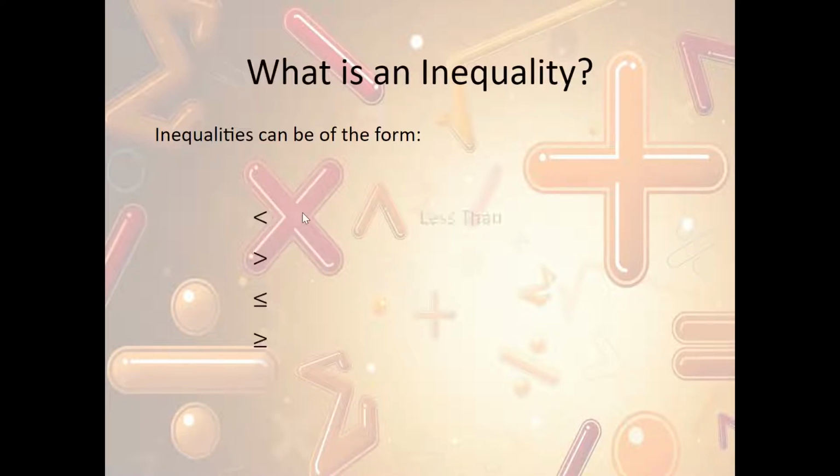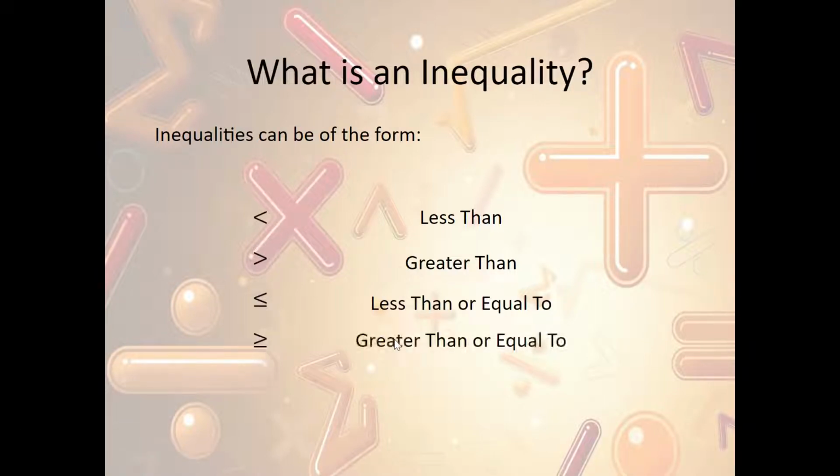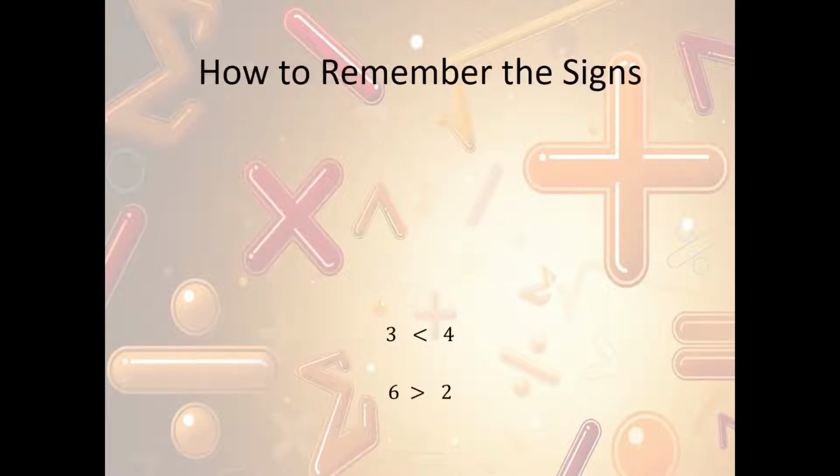Well, this first symbol means less than. So we have this symbol meaning less than. This one then means greater than. This one means less than again, right? Because that's this arrow. And the bar means or equal to. So this is less than or equal to. And this one, this arrow here, meant greater than. And the bar means or equal to. So it's greater than or equal to. So those are the different inequalities.